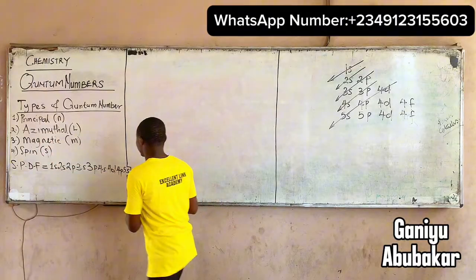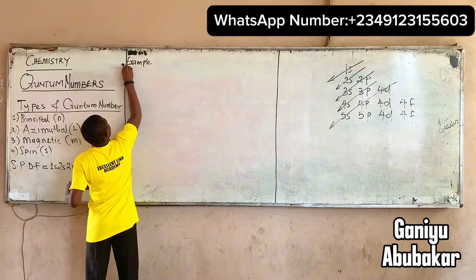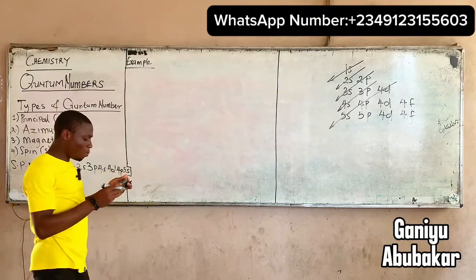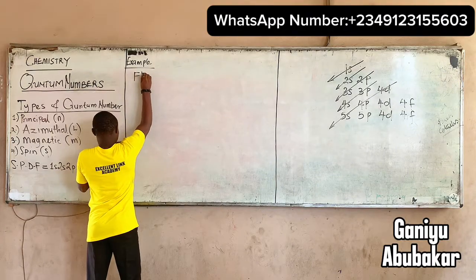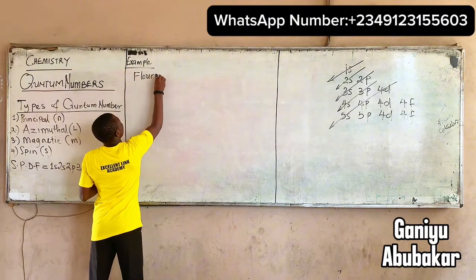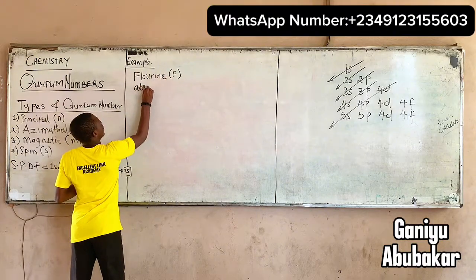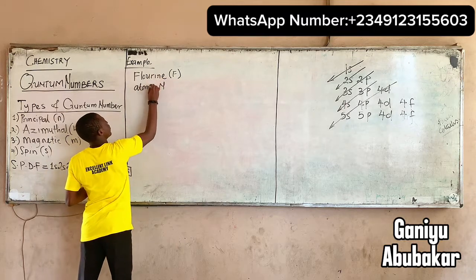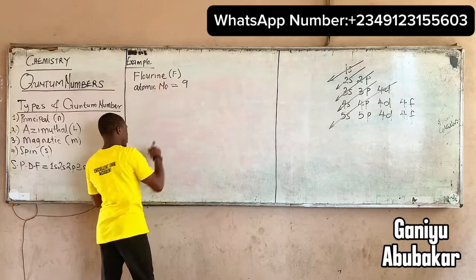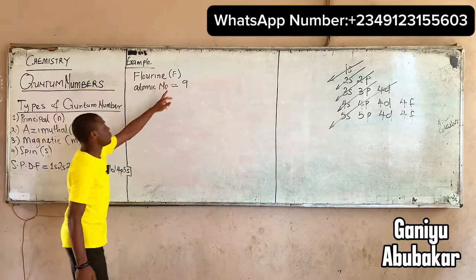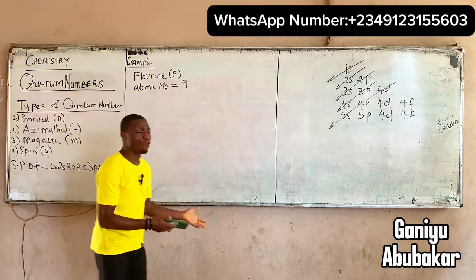So let's do the example. The element given is fluorine, that's F, and its atomic number is given as 9. So we know that fluorine is F and its atomic number is 9. Let's write out the SPDF configuration for fluorine.